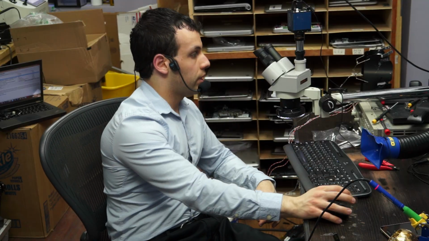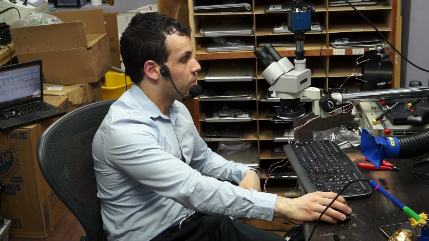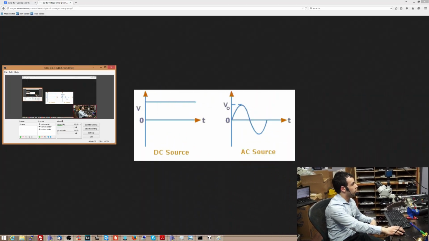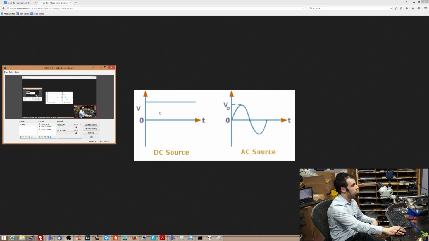So I'm going to show you a very, very terrible picture that I found quickly on Google Image Search over here so that I don't have to make my own, because my own will look even worse. This picture gives you a good idea of the difference between AC and DC. AC is on the right and DC is on the left. So this looks kind of like a line graph.